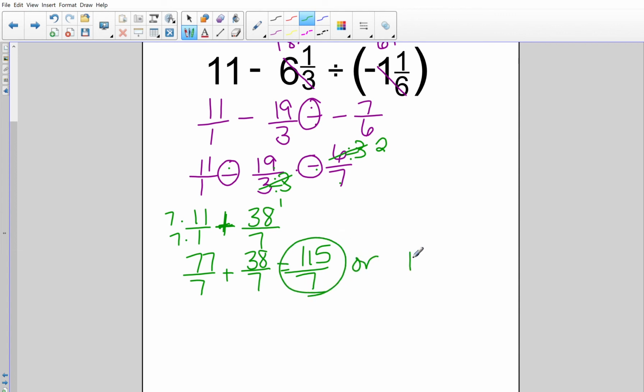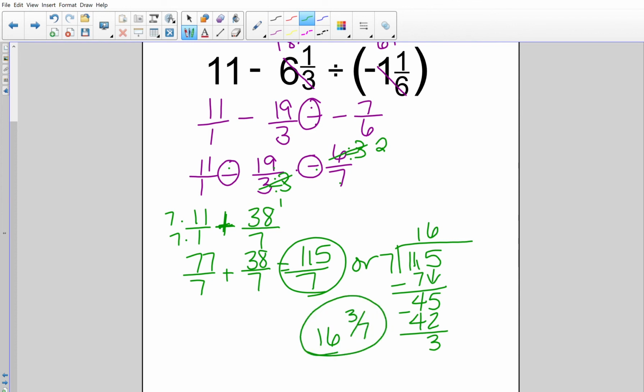Or we could take that 115 and divide it by 7. So 7 goes into 11 just once. And we subtract. That's going to give me 4. Bring down my 5. 7 goes into 45 6 times. Subtract and we have 3. So this would be 16 and 3 sevenths as my final answer.